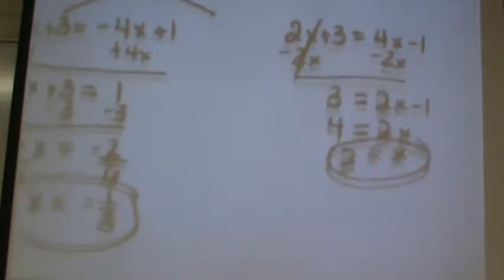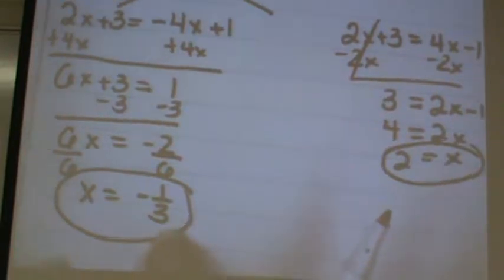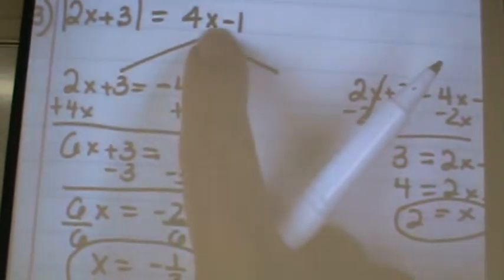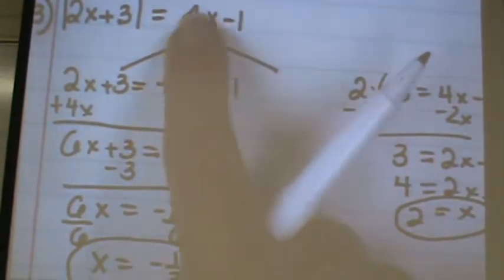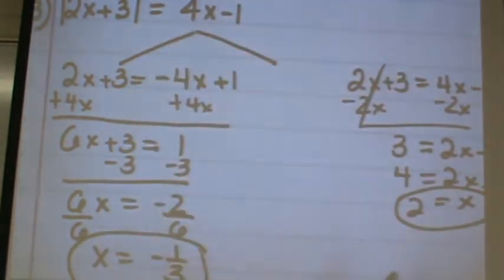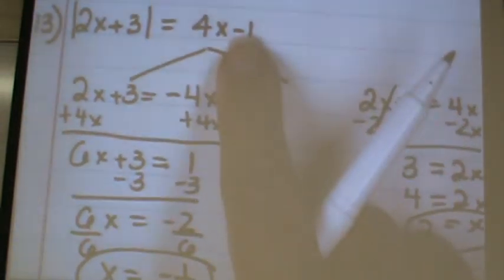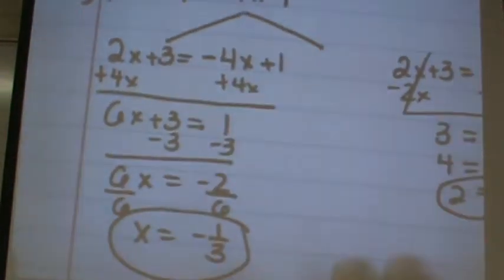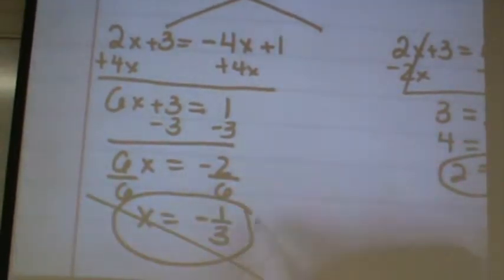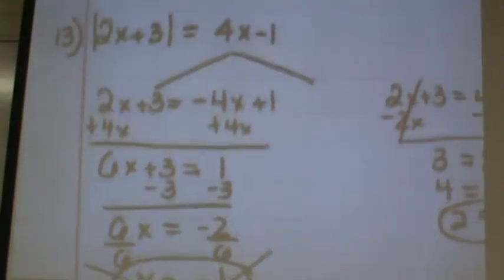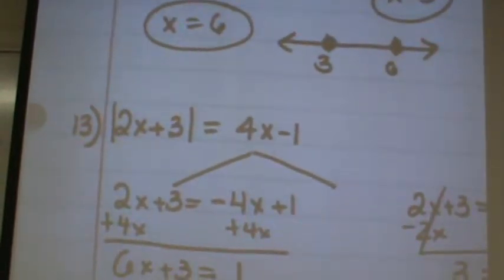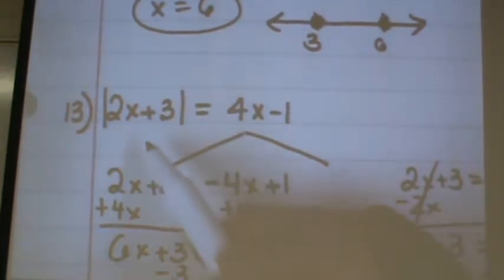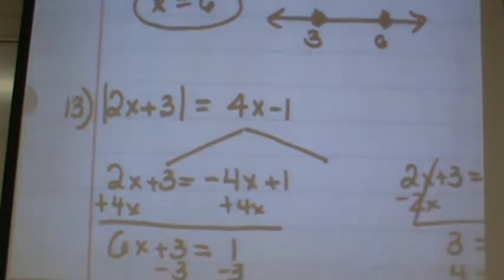That's another possible answer. Now I know that the negative 1/3 answer is going to be extraneous because when I plug this number in here, I'm going to get a negative answer on the right side, because 4 times this negative 1/3 is negative, minus 1 is a bigger negative. And I know that whenever I take the absolute value of a number, it's going to come out positive. A positive number doesn't equal a negative number, so this answer I know is extraneous. I'm not going to bother wasting my time checking it because it doesn't work. It can't. So whenever you have variables on the other side and you're solving an absolute value equation, you always want to check for extraneous solutions.